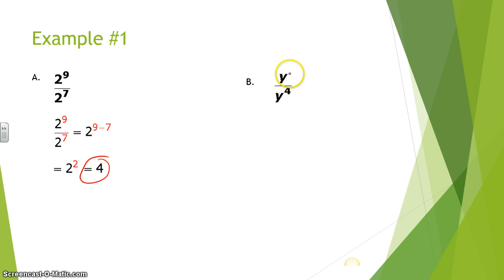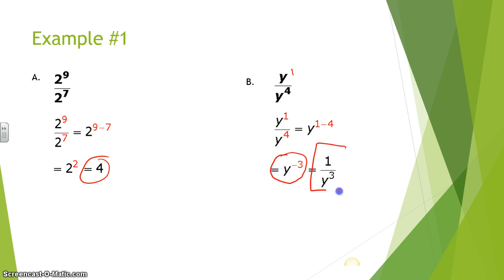Looking at B, we have y, and we can think of this as y to the first over y to the fourth. We have the same base, which is y, so now we can subtract the exponents, so y to the 1 minus 4, which is going to give me y to the negative third. Notice we do have a negative exponent, so we need to reverse this to have it be 1 over y to the third, and this will be my final answer here for B.